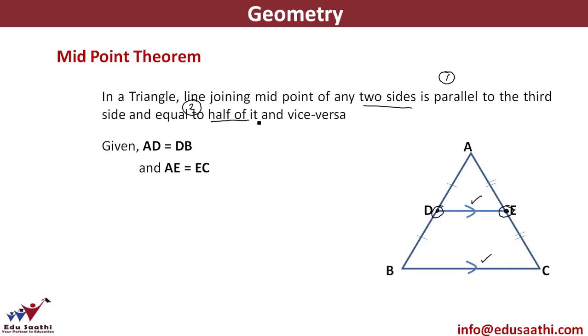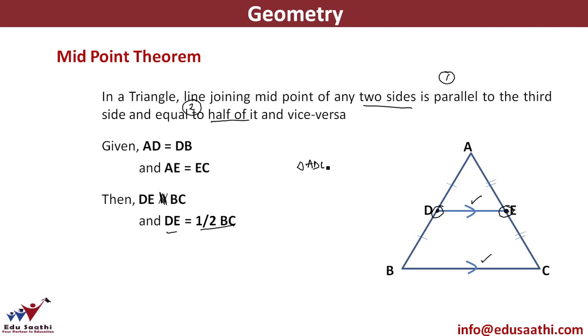So what is given to me? AD and DB are equal, AE and EC are equal. That means D and E are the midpoints that I have. I will say DE is parallel to BC, and DE would be half of BC that I have. The proof of which would be given by similar triangles.